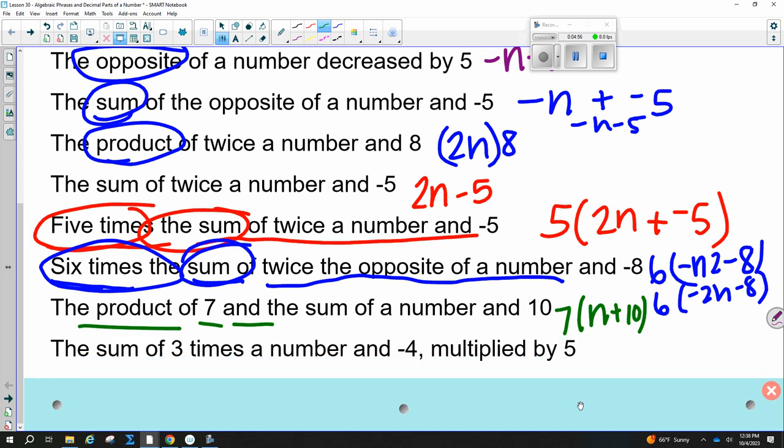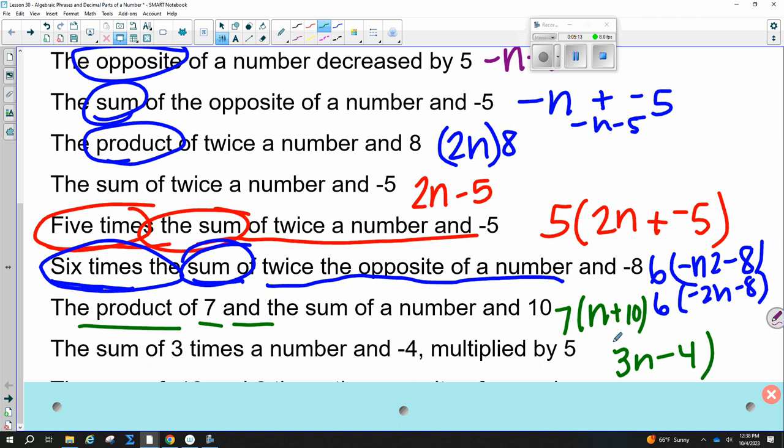All right, the sum of 3 times a number and negative 4 multiplied by 5. All right, Eleanor. Yes, and we would probably put the 5 in front, although if you put it in the back, it's not wrong. Okay, so that whole thing multiplied by 5.